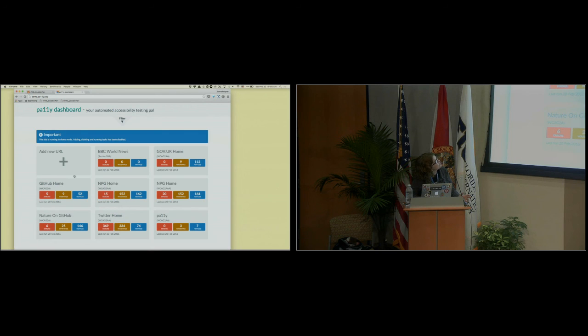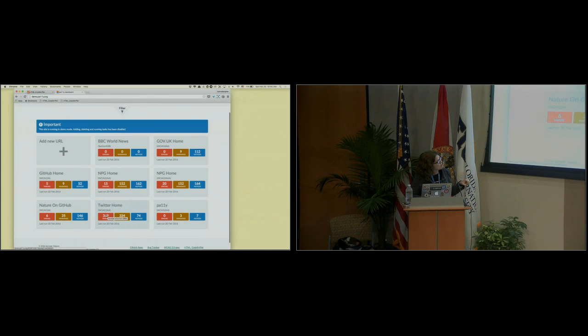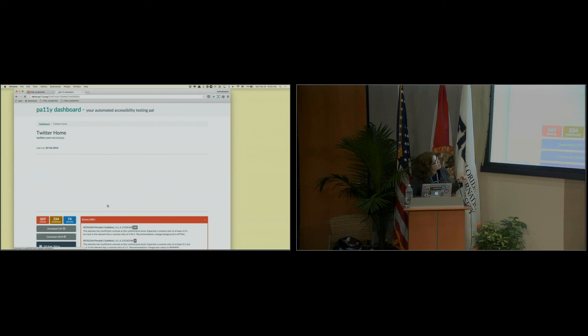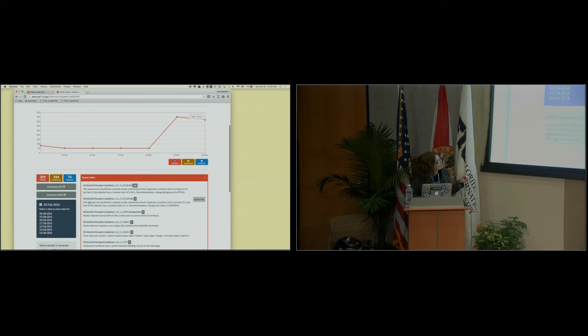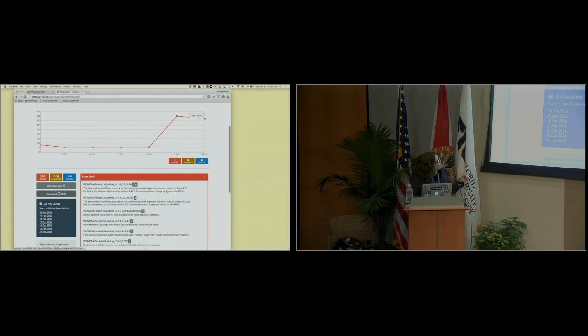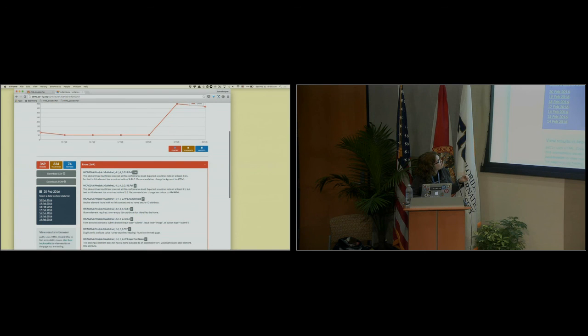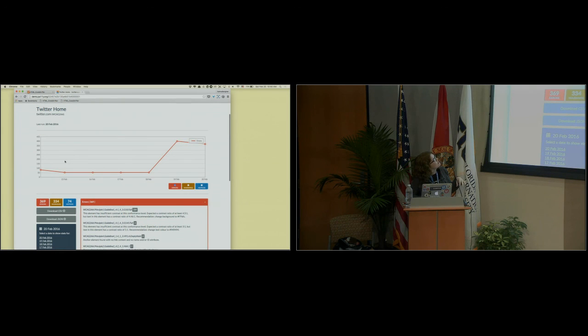Basically what you do is you put in different URLs that you want to check, and then it has this nice dashboard that shows you a glimpse into your errors and such. So Twitter is feeling rough, but you can go in here and see a more detailed report of everything, and then you can download different files, and you can show different dates, so you can see how much progress you've made, which is what this is up here. So basically sometime between February 18th, this is probably when they set this up.